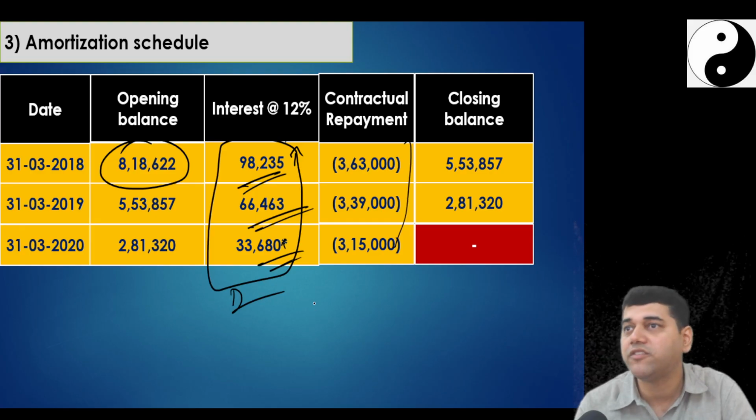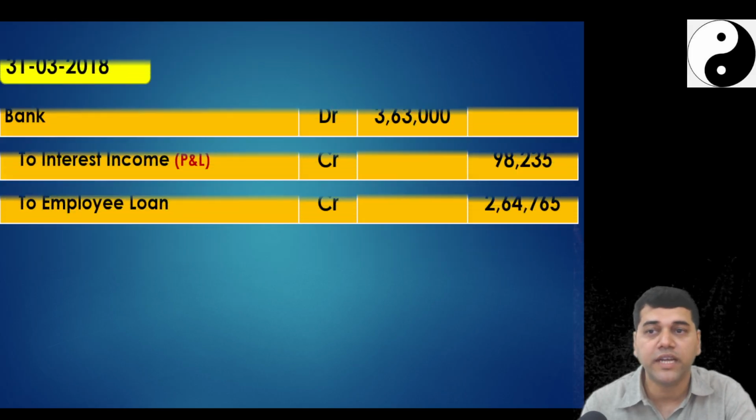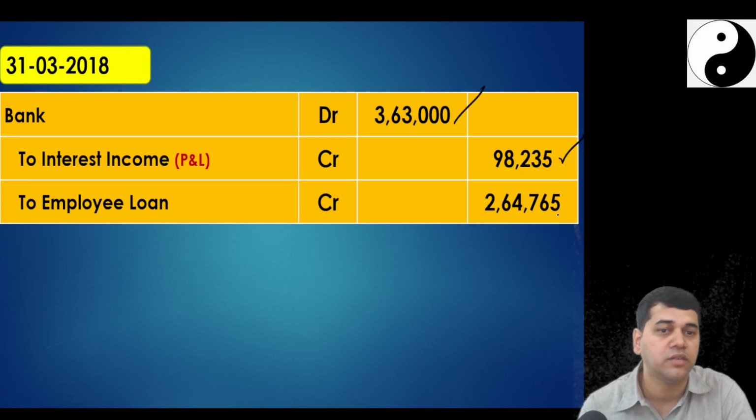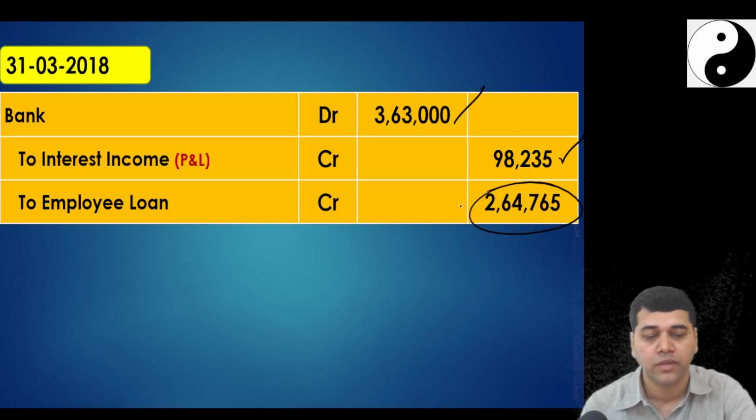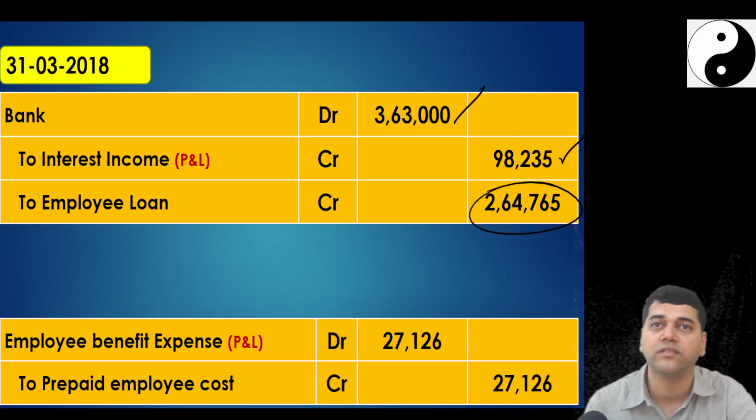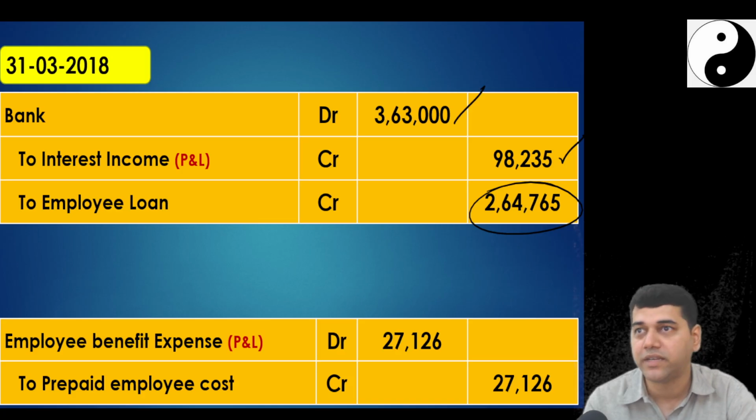Yes, now I will start with my year end entries because they said record the entries. So year end entry first will be bank to interest income to employee loan. I'll take from the amortization schedule these 2 numbers. This is my balancing figure. Then employee benefit expense to prepaid loan 27,126. Yes, Vindhya, anything happen? Perfect. Everybody is getting this.